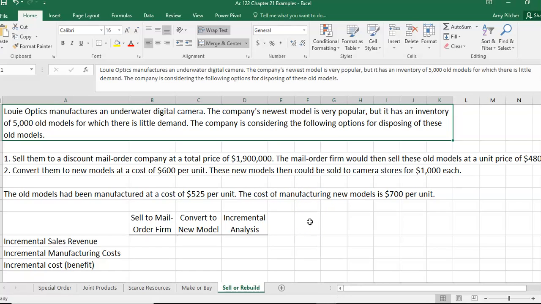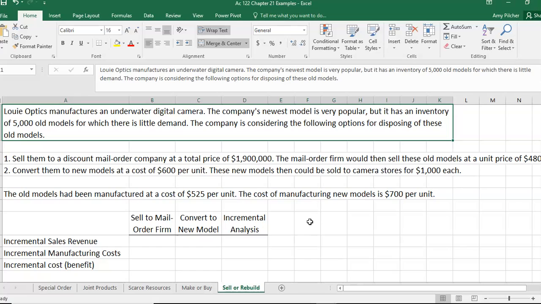Our other option is to rebuild them. So we can, for an additional cost of $6,000 per unit, we can make changes and updates to them that then we could sell them to camera stores for $1,000 each. It also tells us that the old models had a manufacturer cost of $525 per unit, and the cost of manufacturing new models is $700 per unit.